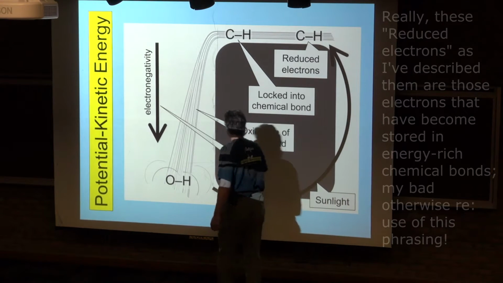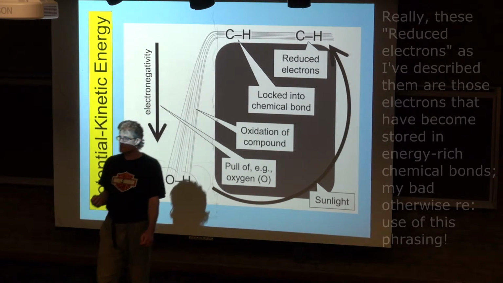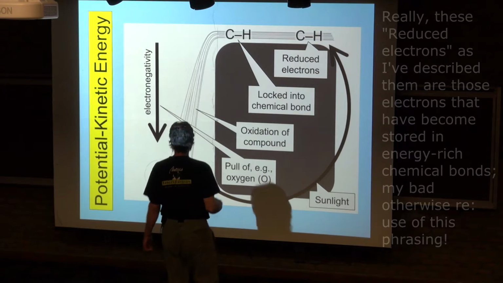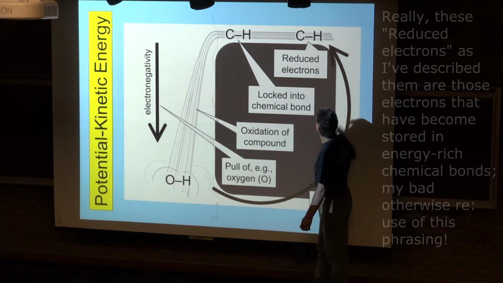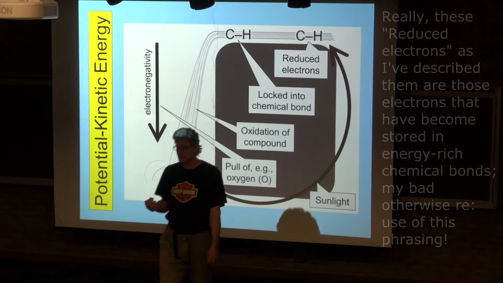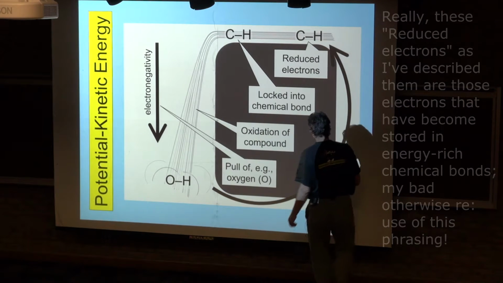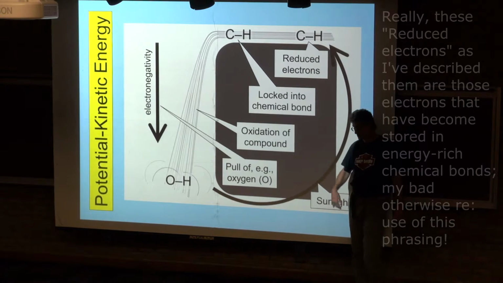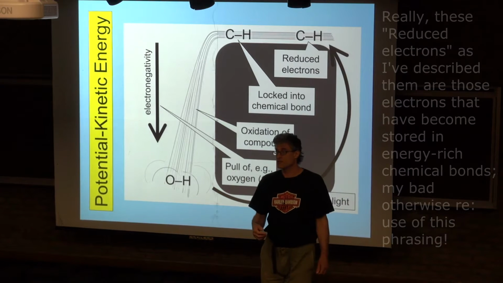Now, how do you get the high energy organic compounds to begin with? Well, the answer is you have to take the low energy electrons and pump energy into those electrons and then lock those higher energy electrons into chemical bonds. And this is done by a variety of means, but the most consistent or greatest use is of sunlight to do this. And that's a process known as photosynthesis.